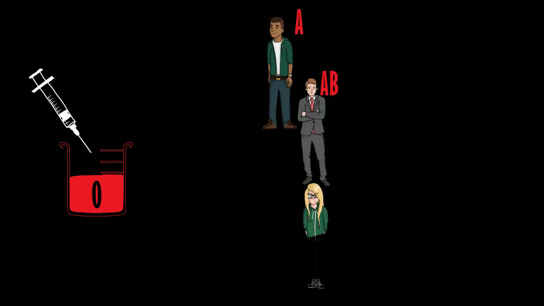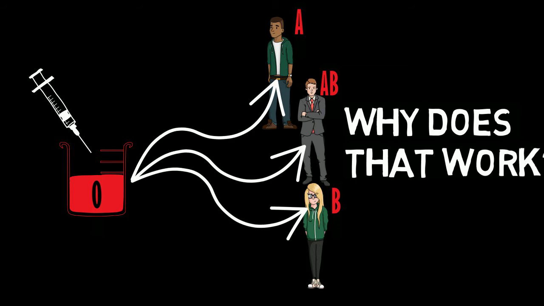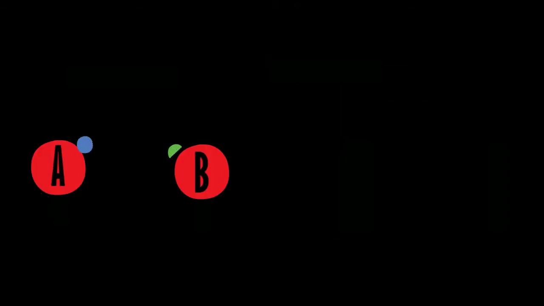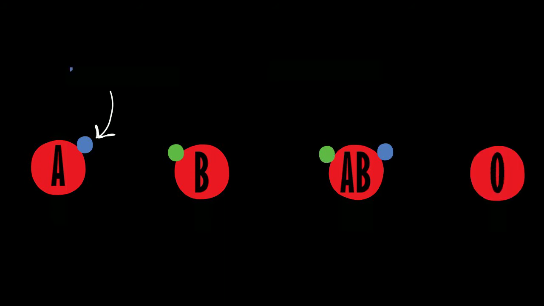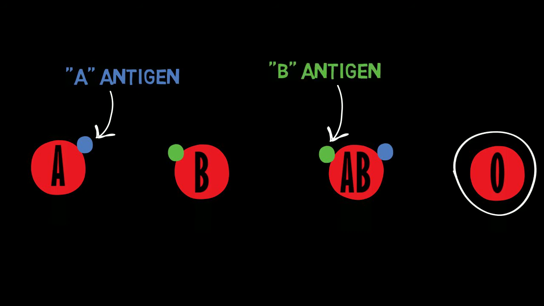This is because O-type blood lacks a marker called antigens. Blood cells have sugars attached to them called antigens, which serve as a form of identification. A blood type, for example, has A antigens, and AB blood types have both A and B antigens, except O blood cells, which have no antigens attached to them.